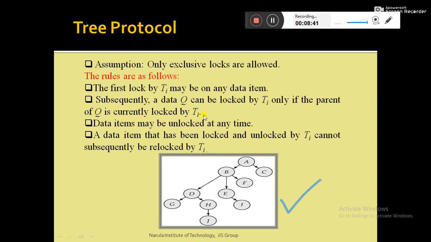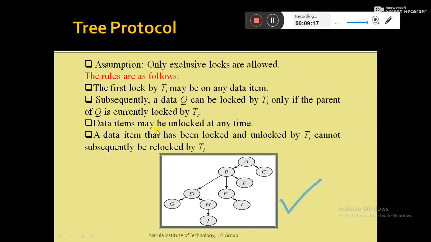Consider an example. Suppose transaction Ti wants to lock data item F. Transaction Ti can lock the data item F only if the parent of F is currently locked by Ti. The parent of F is B, so F can be locked by Ti only if B is also locked by transaction Ti. Otherwise transaction Ti cannot lock F.